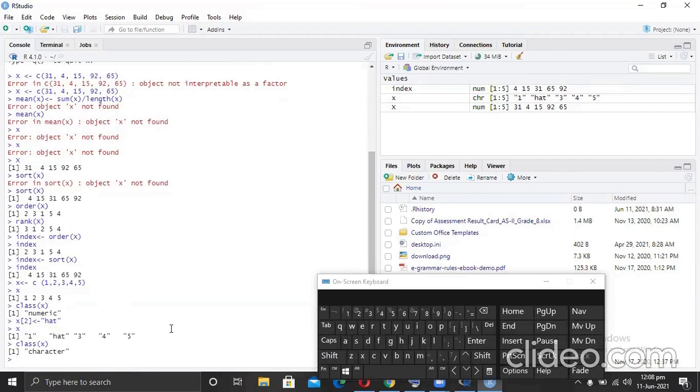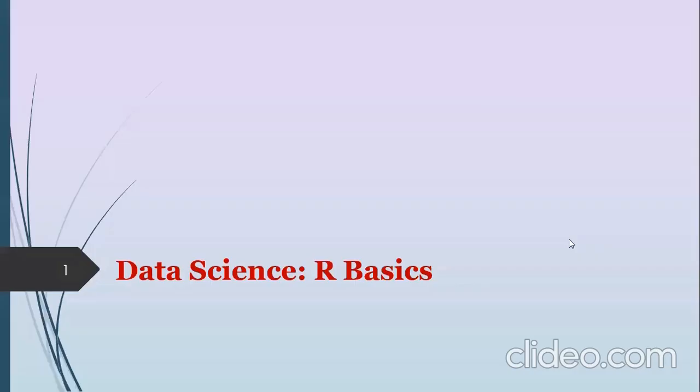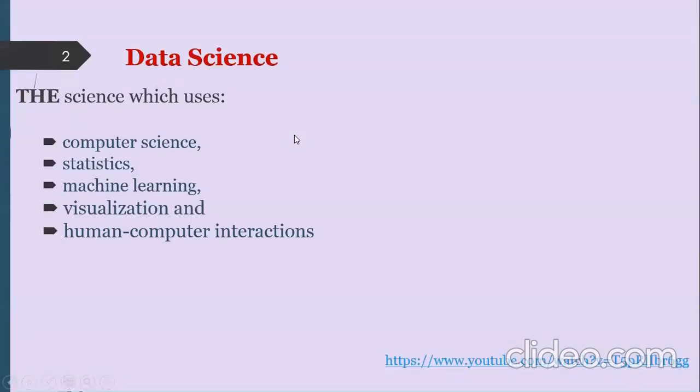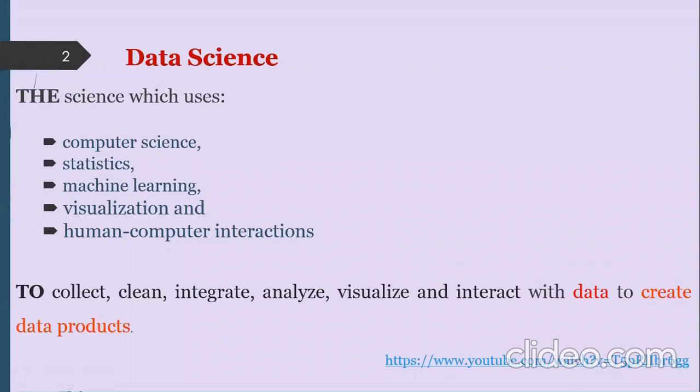So this is how R coerces things. This is easy, but let me recap what we have studied before, like data science. We were actually talking about R basics in data science and the application of R basics. And what data science actually is, is to collect, clean, integrate, analyze, visualize, and interact with data to create data products.